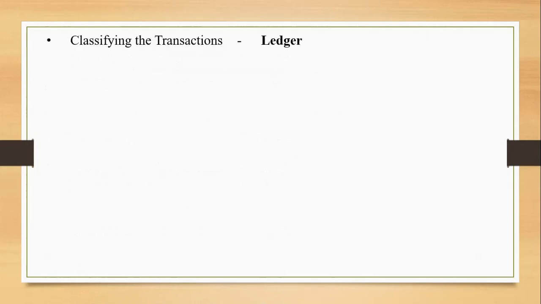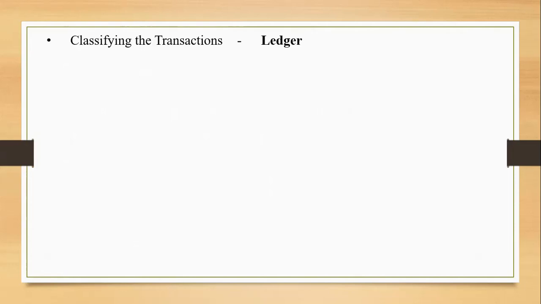Then is classifying the transactions, the third step. We know classification is done with the help of the ledger. Ledger is called the book of accounts, in which the various accounts are prepared. Mohan, Sohan, Ram, Sham, laptop, furniture, electricity expenses, stationery. Any account you talk about, all the accounts are prepared in the ledger, and this is how we classify.